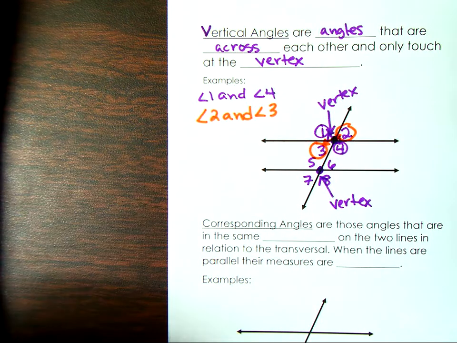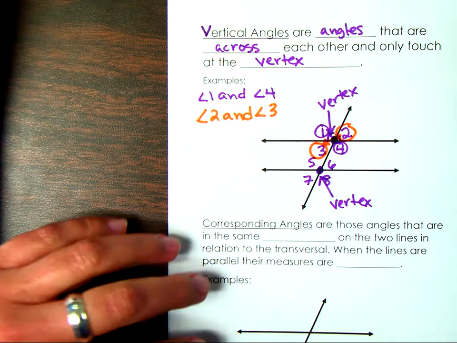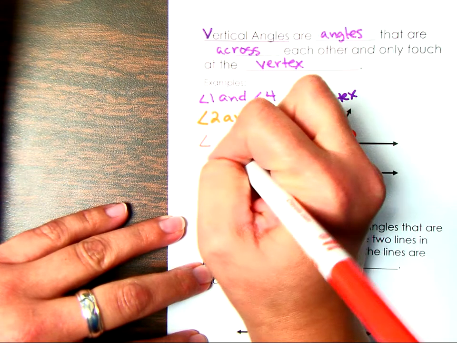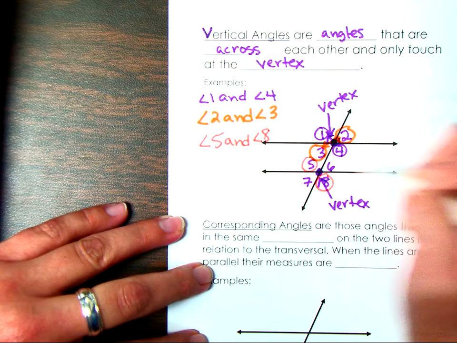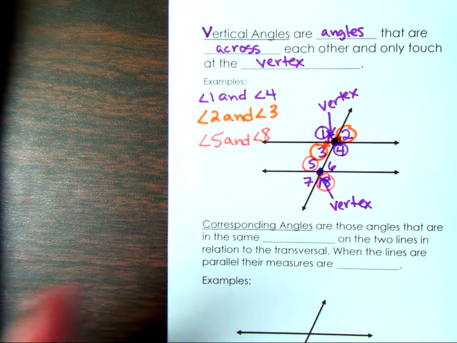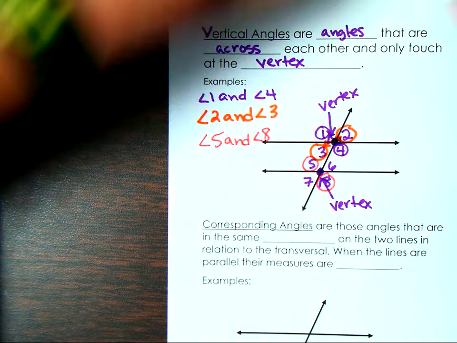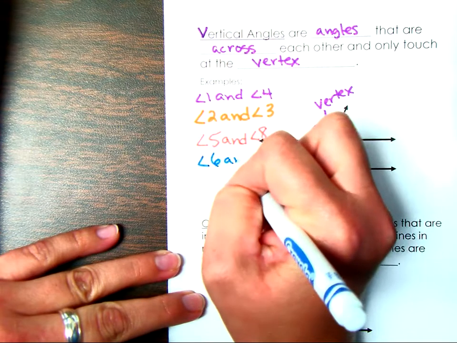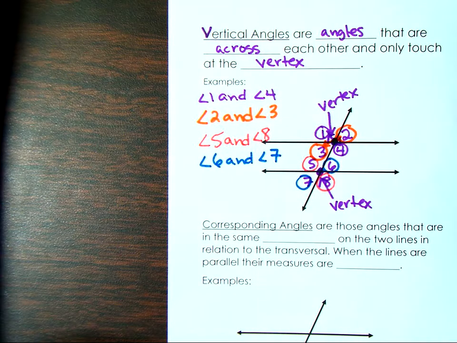Okay? So let's look at some more, make sure we're understanding it. Angle 2 and 3, so then we can see 5 and 8. 5 and 8 are vertical. They're sharing the vertex, but they're diagonally across from each other. That helps you to think of it too. And then last but not least, we have angle 6 and angle 7. Okay? So those are what the vertical angles are.